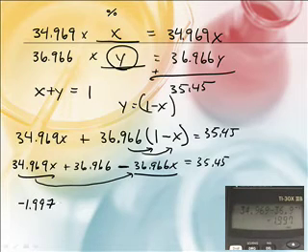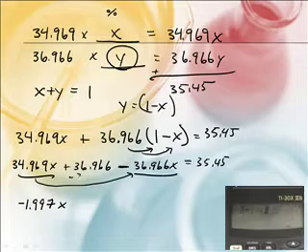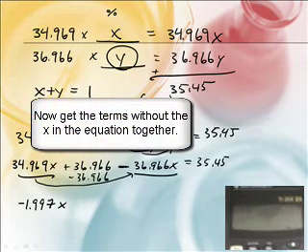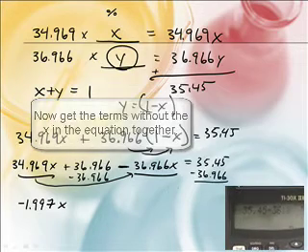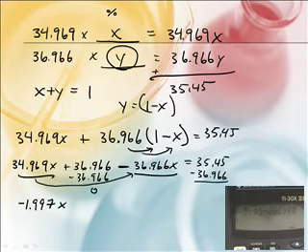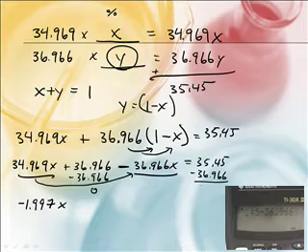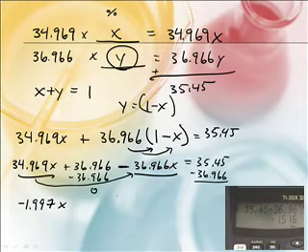Now if I subtract 36.966 from both sides, this side adds up to 0, and the other side gives us negative 1.516. So negative 1.997X is equal to negative 1.516.